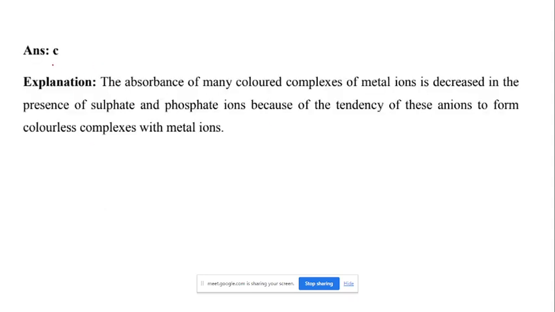So this is the explanation of question number 3. The absorbance of mainly colored complexes of metal ions is decreased in presence of sulfate and phosphate because of the tendency of these ions to form colorless complexes with the metal ion. Why are we worrying about that? Suppose you have a metal and it is reacting with a ligand, making a complex, and it will give color.